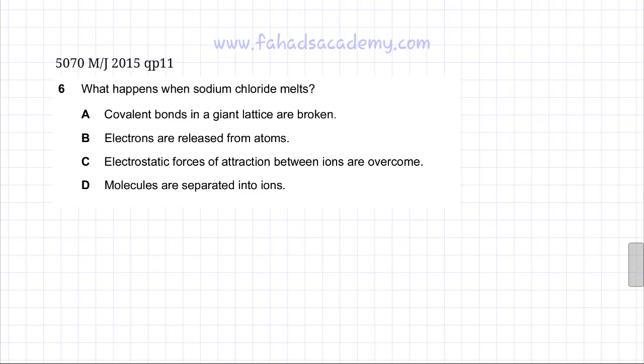The following question is related to ionic bonds, and the question states, what happens when sodium chloride melts? Now, sodium is in group 1. It's a metal. Chlorine, or chloride, is in group 7. It's a non-metal. So when a metal and non-metal bond, they form an ionic bond.